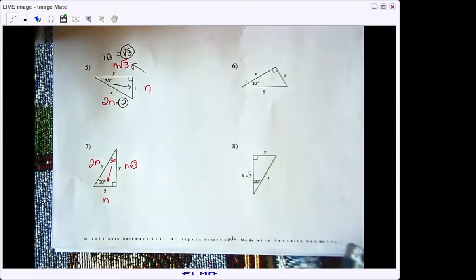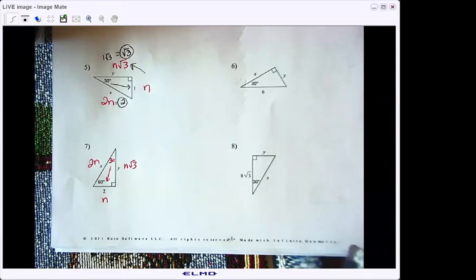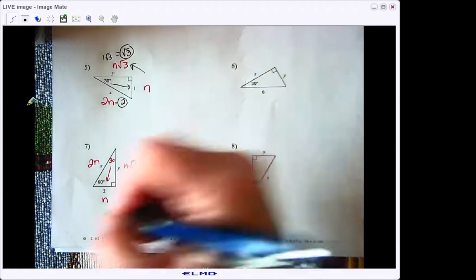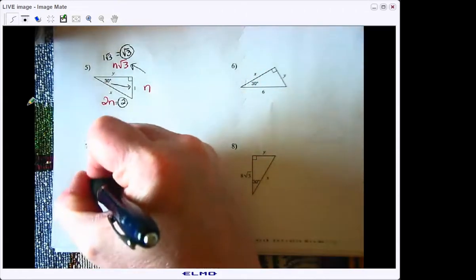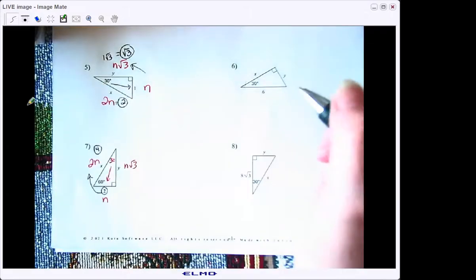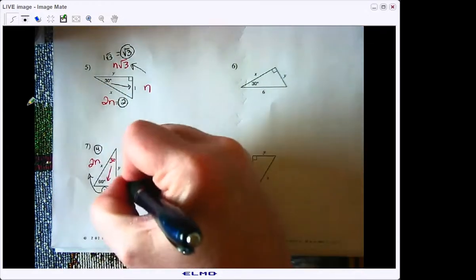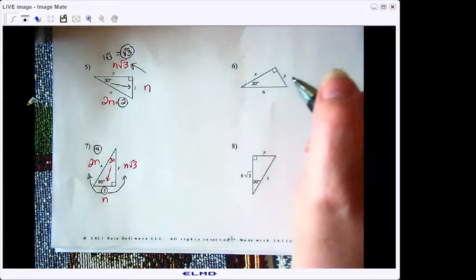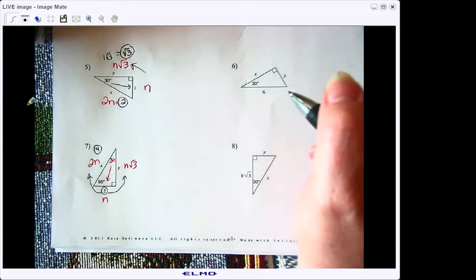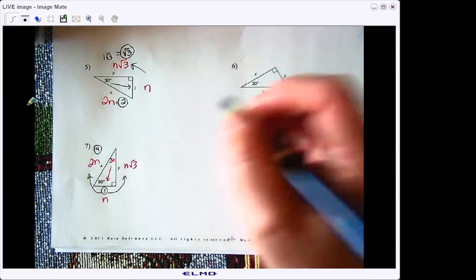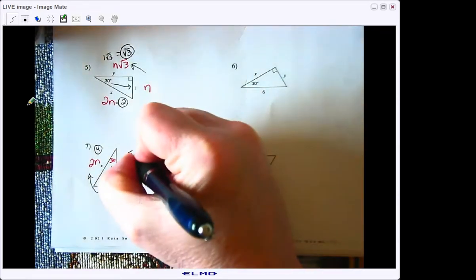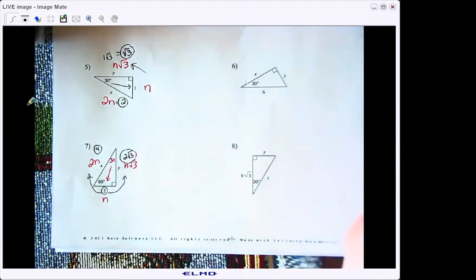Okay, so some people that haven't been sharing, let's get you guys. What is the hypotenuse, guys? 4. Okay, because 2 times 2 is 4. What does that make the long leg? 2√3. Good. 2√3. Awesome. You're done.